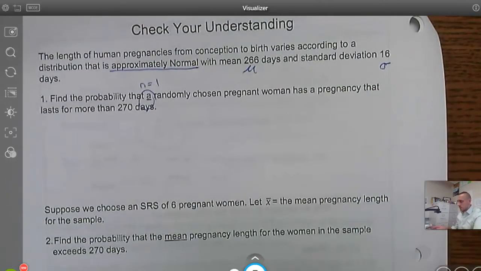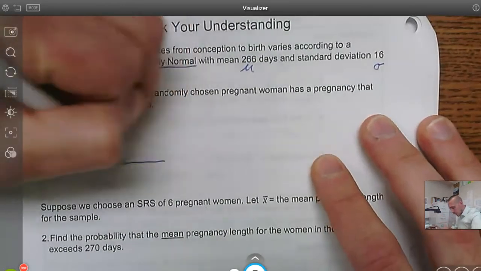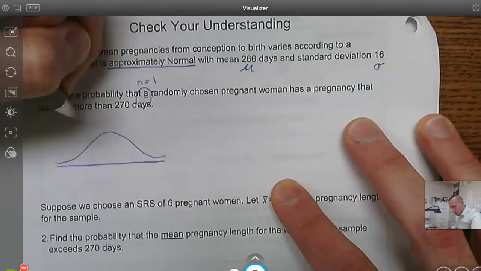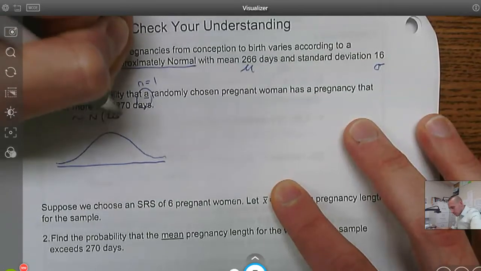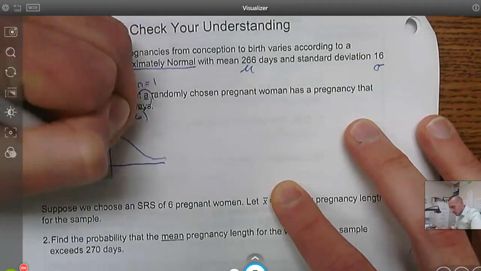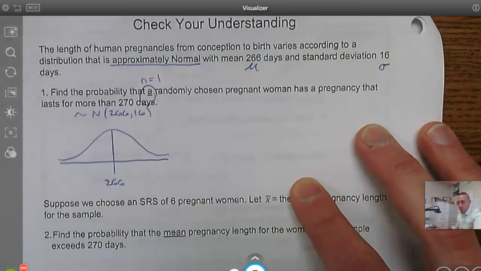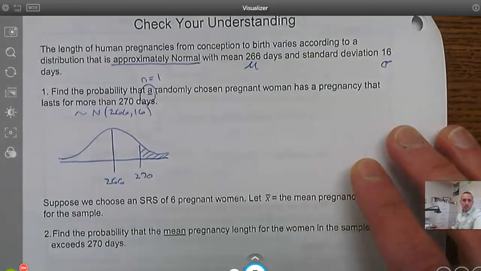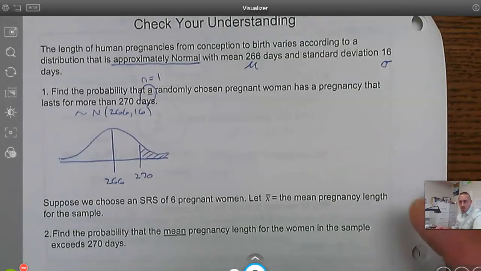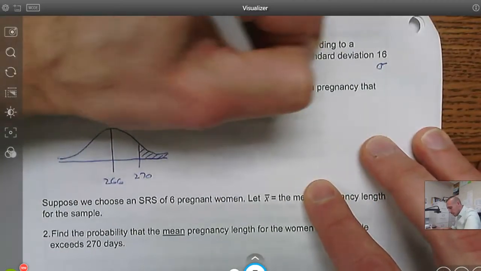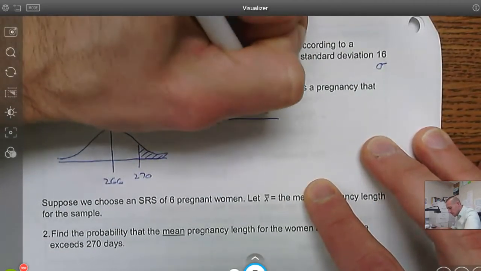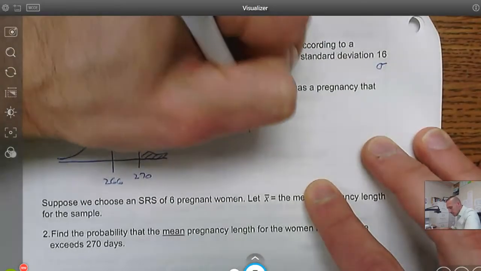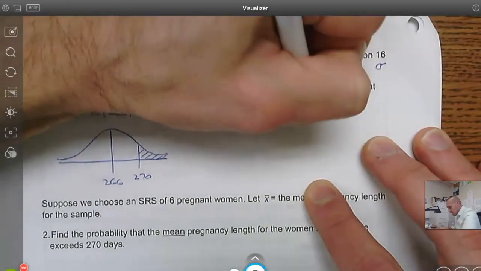I don't need to go through CVS. This isn't like sampling distribution. I have a sample size of 1. So I'm just using that population distribution. I know it's approximately normal. The mean is 266. The standard deviation is 16. They said, what's the probability the pregnancy lasts longer than 270 days? That's what my population distribution is going to look like. I'm going to calculate a z-score, 270 minus 266, divided by the standard deviation of 16 is 0.25.